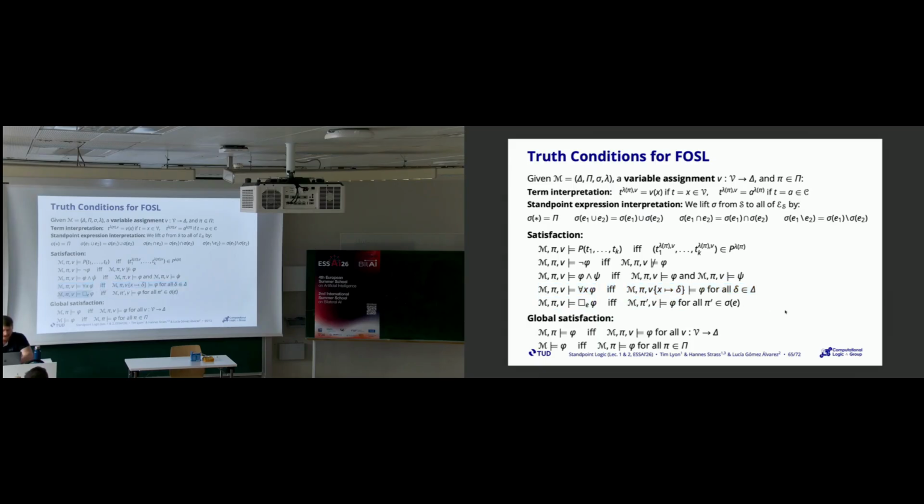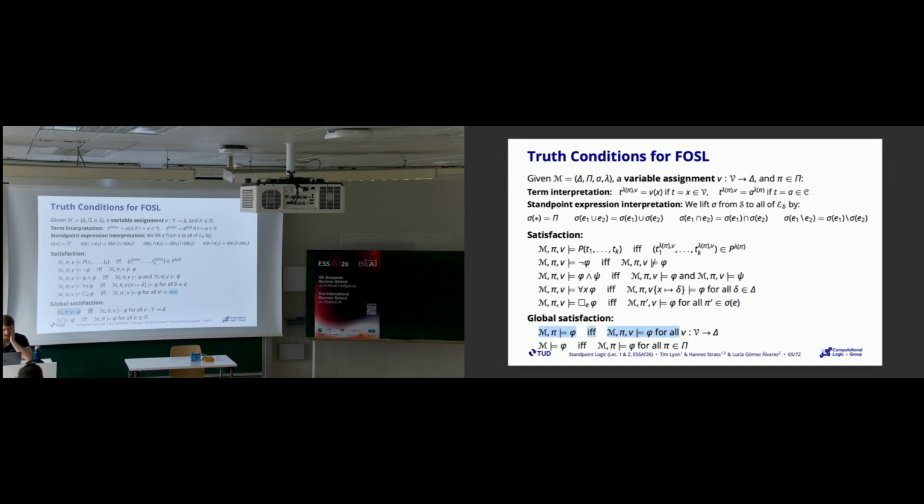And then we have the interpretation of standpoint boxes. So this says that from complex standpoint E, it's unequivocal that phi, if and only if, as before, according to all precisifications in the interpretation of complex standpoint E, phi holds. So this is just like it was in the propositional setting, the only difference being that we are defining this relative to complex standpoint expressions.